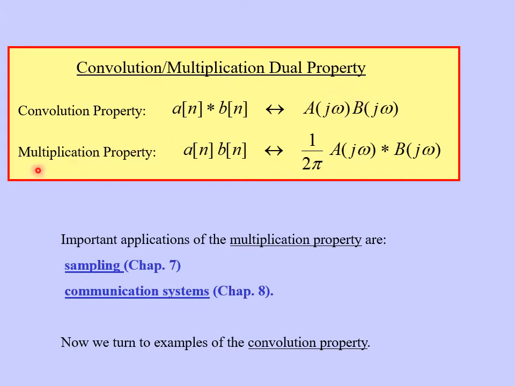All right, but the converse of this is what your textbook calls the multiplication property. If we have multiplication of two signals or sequences in the time domain, then we actually have to do a convolution of their transforms in the frequency domain. So this is something that we're not going to have to deal with in this chapter, but we will use these properties, especially this multiplication property. It's going to become important when we get to sampling theory in Chapter 7 and our introduction to communication system theory in Chapter 8. But for now, we're going to focus on the convolution property for the remainder of this chapter.